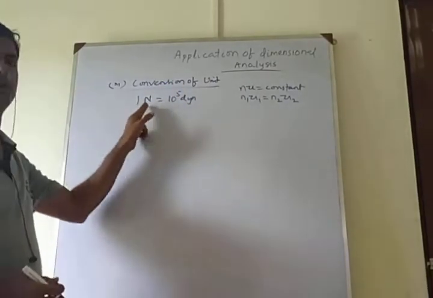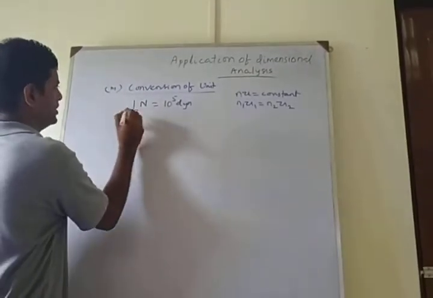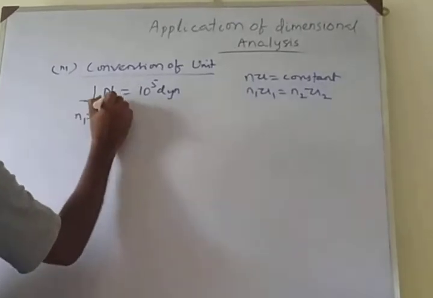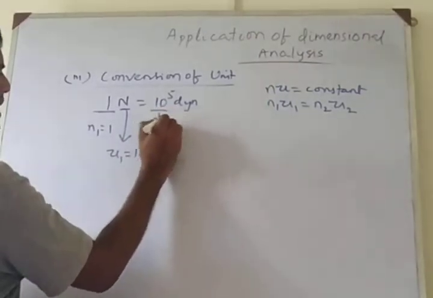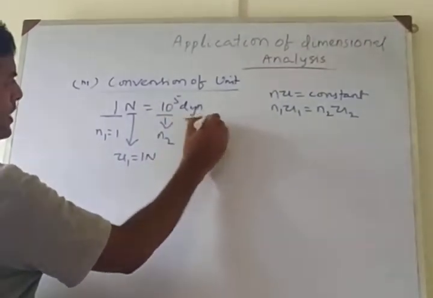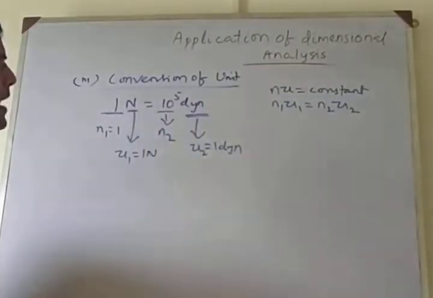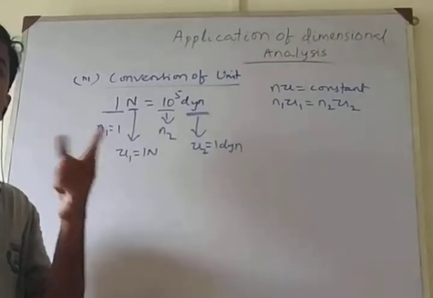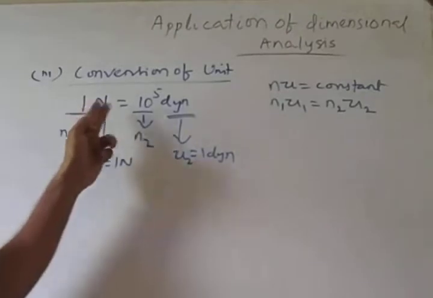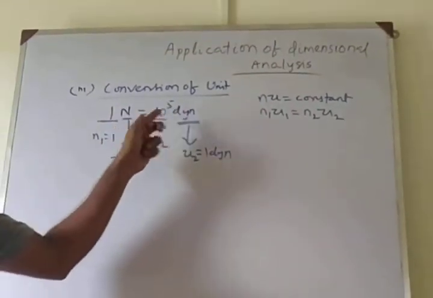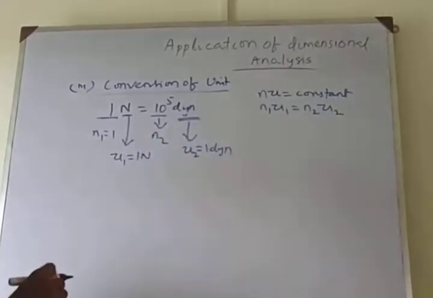If I go back to this example, 1 Newton equal to 10 to the power 5 dyne, I am trying to write something. This 1 is N1 and this Newton is U1. U1 is 1 Newton. Now this is my N2, 10 to the power 5, and this is my U2, 1 dyne. 10 to the power 5 dyne means 10 to the power 5 times 1 dyne present. 1 Newton means 1 time 1 Newton present. So since they are different systems of units, that's why here N1 and here N2 are not same.